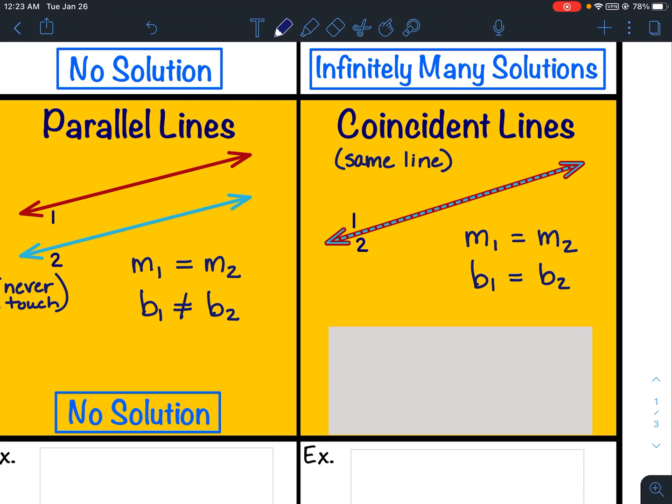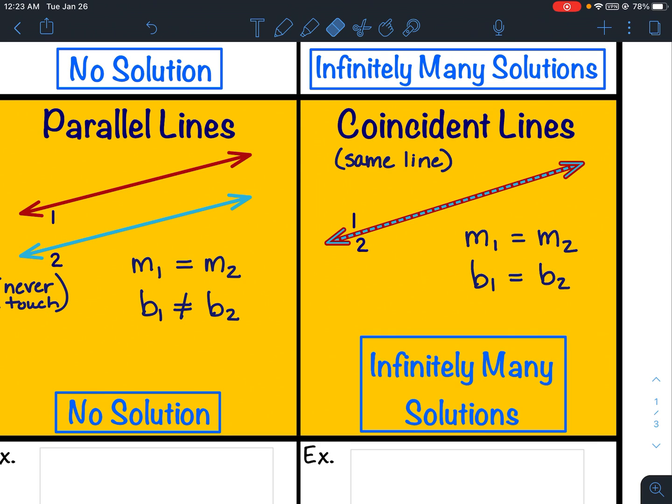So when you have coincident lines, lines that overlap one another, they share every single possible point. And how many points are on a graph, or on the line of a graph? Well, since lines go on forever, there's an infinite amount of points. Therefore, there are infinitely many solutions.